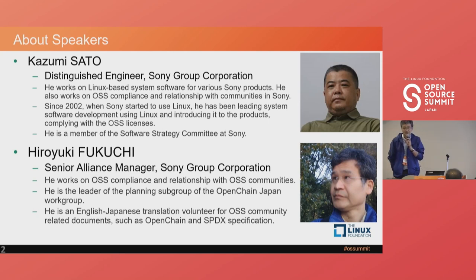My name is Hiro Fukuchi. I'm a senior alliance manager in Sony. I'm working on OSS compliance and building a relationship with OSS community. And I'm the leader of planning subgroup of Open Chain Japan. And also, I'm a translation volunteer for English into Japanese for such as documents of the Open Chain and the SPDX.